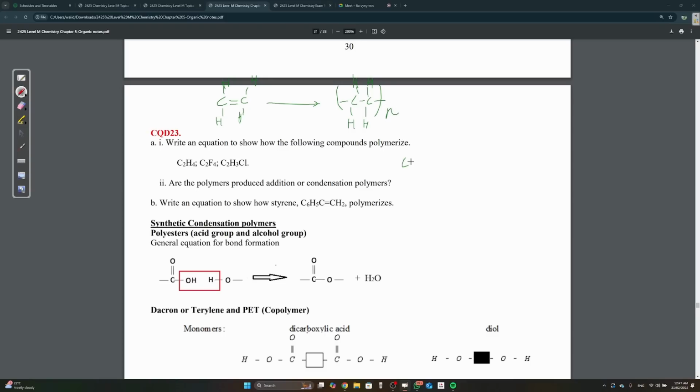C2F4. C, C, F, F, F, F. Same thing as the last one. You have to break the double bond, write all the F's, and just include 2 spaces, and write an N. Okay? And then C2H3Cl. Even though they may look weird, just draw it.